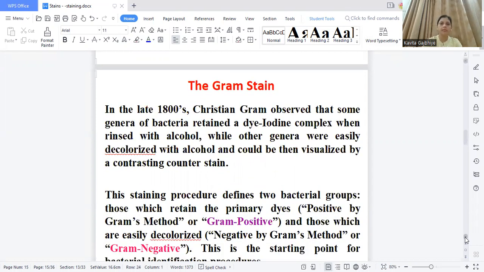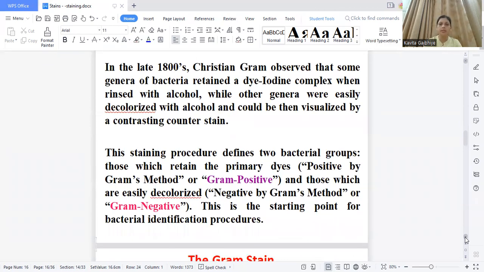In the late 18th century, Christian Gram observed that some genera of bacteria retained a diiodine complex when rinsed with alcohol, while other genera were easily decolorized with alcohol and could then be visualized by a contrasting counter stain. So, after Christian Gram, who was the discoverer of this staining process, the process was named gram staining.